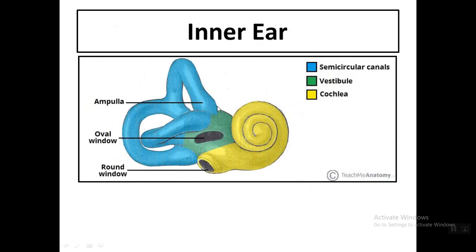This is the inner ear, which is a bony part. This is the cochlea, and this is the vestibule. And these are the semicircular canals. This is the oval window and this is the round window.